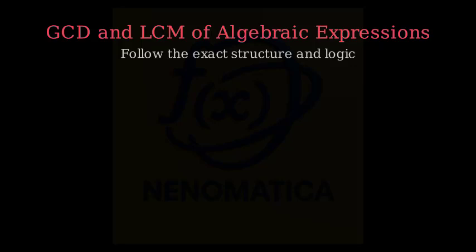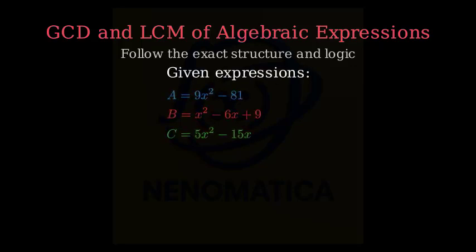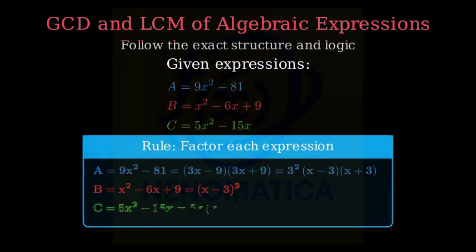We will find the greatest common divisor and the least common multiple of 3 algebraic expressions, following a clear step-by-step structure. Given expressions: A equals 9x squared minus 81, B equals x squared minus 6x plus 9, C equals 5x squared minus 15x. Rule: factor each expression. We will factor completely before computing the greatest common divisor and the least common multiple.